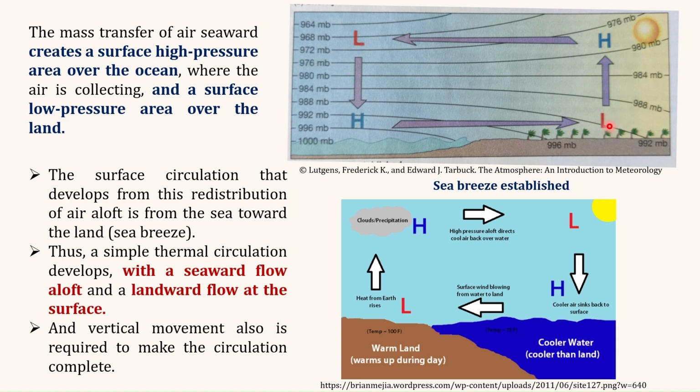So the airflow, which started in the upper atmosphere, generates a horizontal pressure gradient near the surface and develops a surface circulation where the air flows from the sea towards the land, and this is referred to as the sea breeze. Here, a simple thermal circulation develops with a seaward flow above in the atmosphere and a landward flow at the surface, and this circulation gets completed with the vertical movement of the air mass. Here we have the complete representation of the sea breeze.